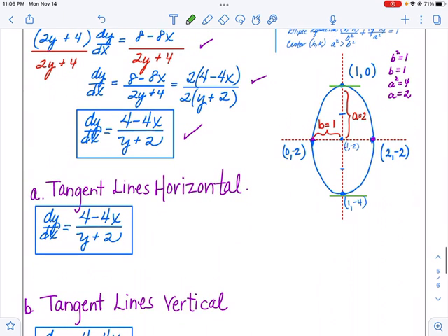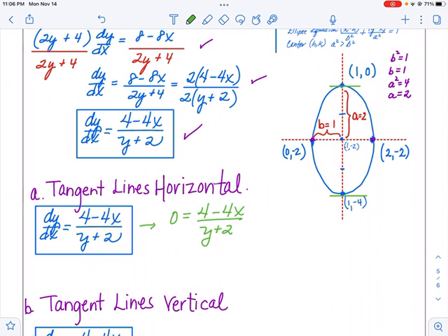So I want to find the place where the tangent lines are horizontal. And you're saying to yourself, it's where x is equal to 1, right? So we would then take this and say, well, where is dy/dx equal to 0? So we have 0 is equal to (4 minus 4x) over (y plus 2).